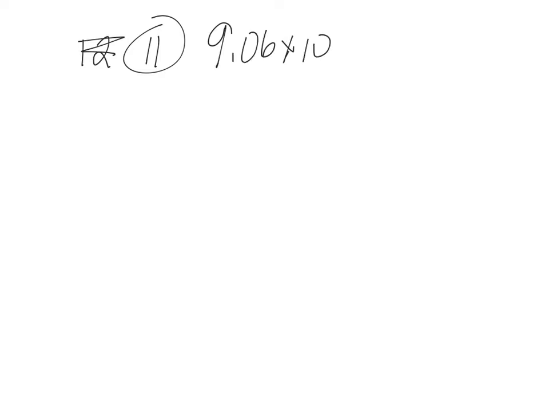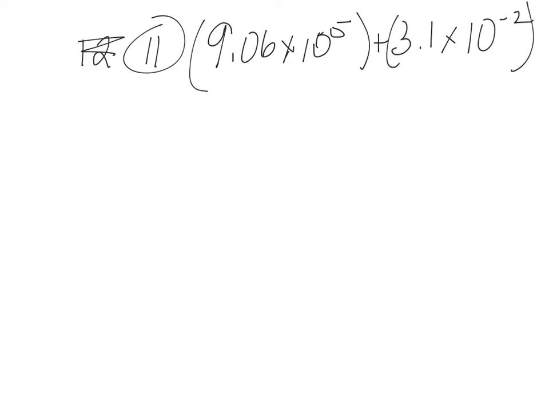So number 11 is 9.06 times 10 to the 5th. And I need to change this one. This one's going to be more challenging to change. So I need to change it from a -2 to a 5. So what's the difference there? It's actually a difference of 7. From a -2 to a 5 is not 3. The difference between those two is 7. So I need to move the decimal 7 places.